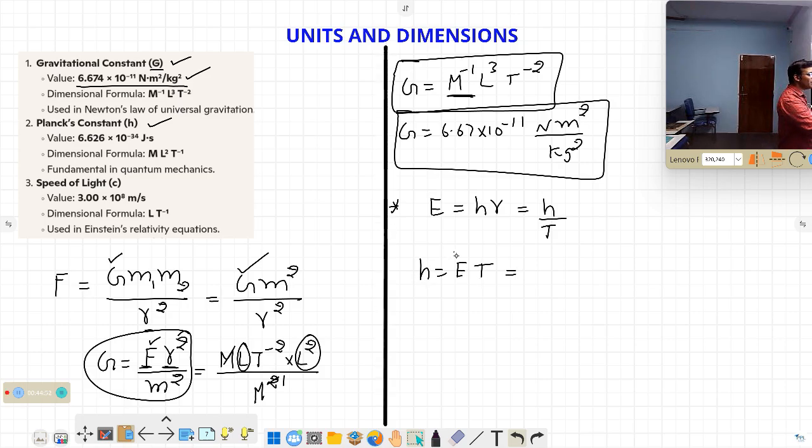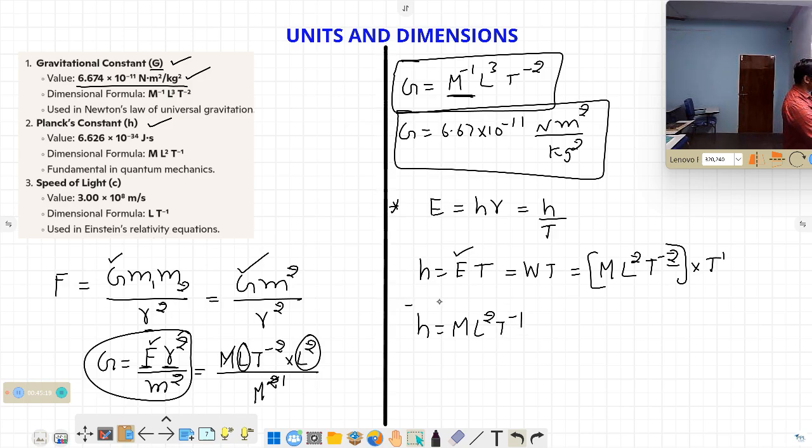So what is E here? Energy. Energy is a form of work. Just before, we discussed that energy is always measured in the form of work. So work into time. What is the dimension formula for work? M L square T minus 2, as we did just before, into T. If you calculate this, the dimension formula for Planck's constant H becomes M L square T minus 1. So this is the dimension formula for Planck's constant.